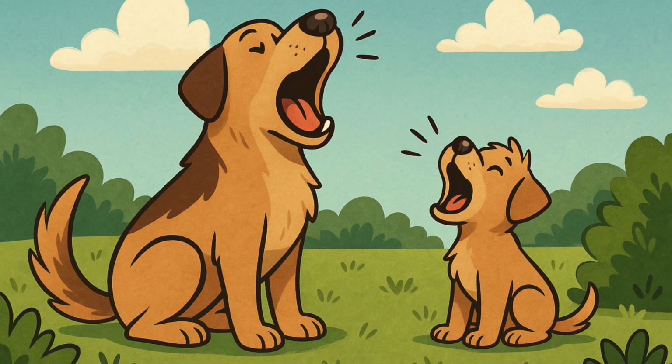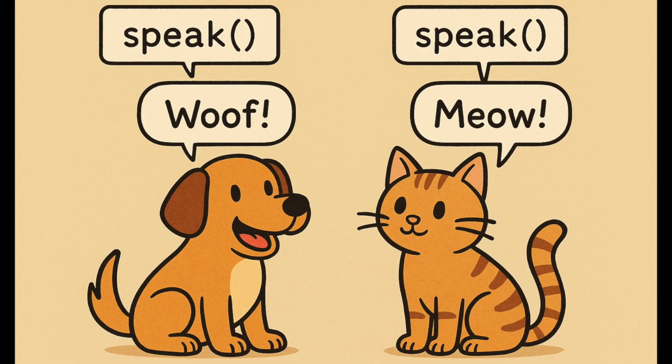Inheritance means a baby animal learns tricks from its parent. A puppy inherits the bark from the dog class. Polymorphism is a big word, but it just means different objects can do the same action in their own way. Like cats and dogs both speak but sound different.